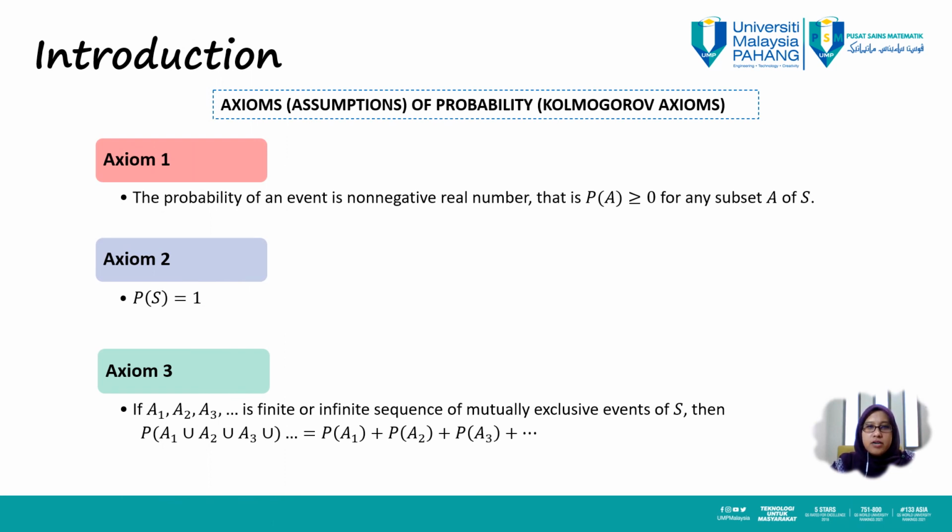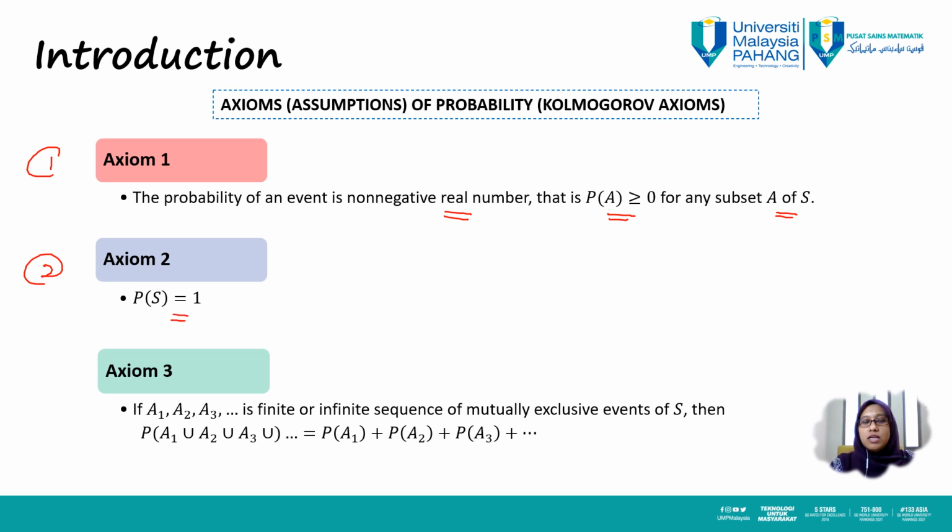Let's learn about axioms in probability first. In probability, we must know three axioms. The first one: the probability of an event is a non-negative real number. That is, the probability of A must be greater than or equal to 0 for any subset A of S. That means probability cannot be negative. Axiom number 2: the probability of S must equal 1.